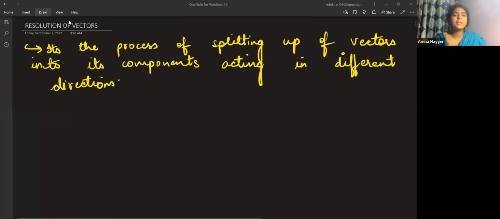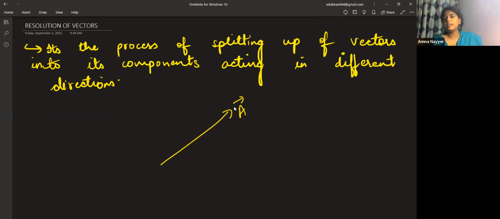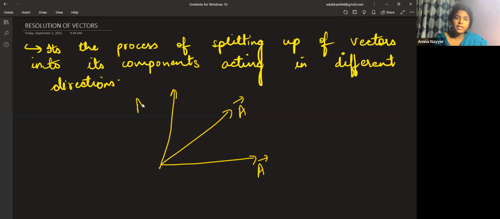So coming to resolution of vectors. Resolution of vectors is not difficult. You have to know how to break up the vector if the vector is given to you. Suppose I have given you a vector A. Vectors have two components associated with them: one component, let's say vector A1, another component vector A2, and these have some angle between them.